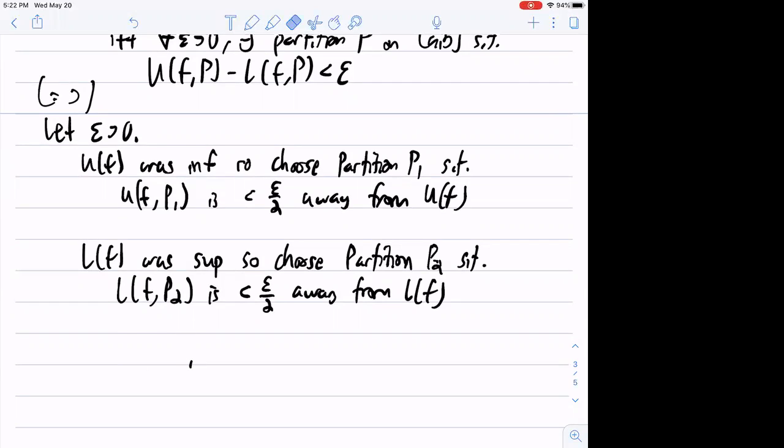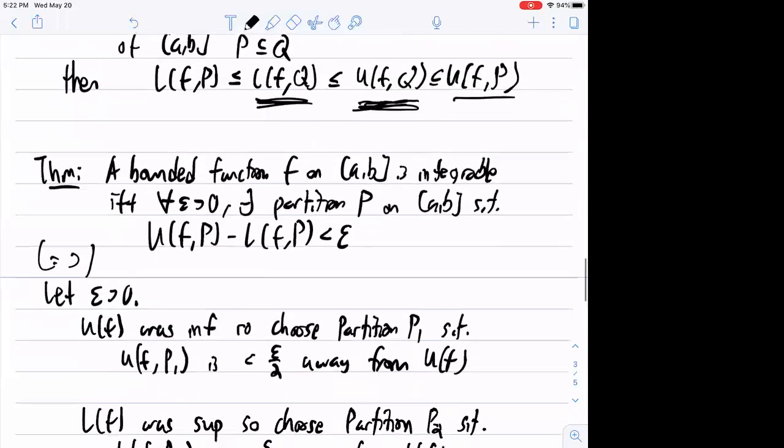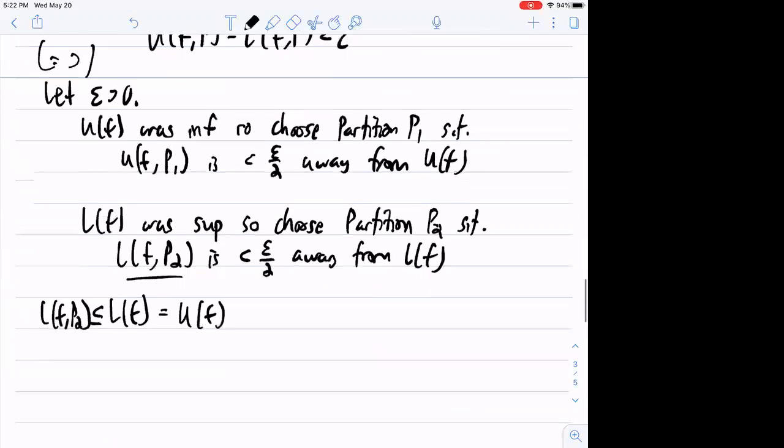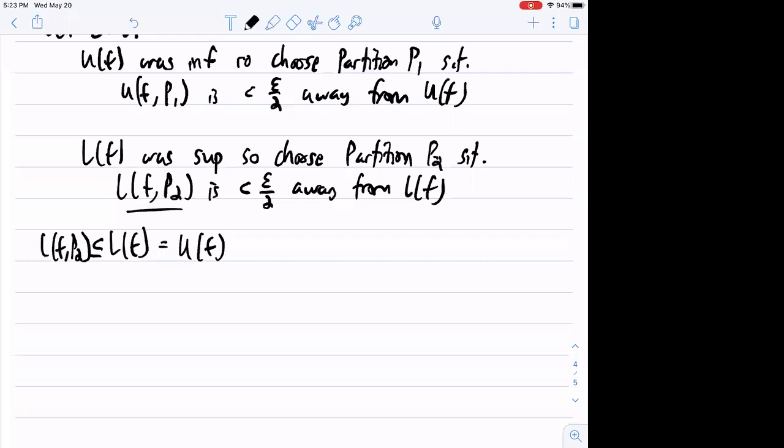So remember, if L of F is the correct thing, so if it's integrable, then how does this compare? This is one particular partition. It's an underestimate, so it should be smaller than the actual integral. If it's integrable, L of F is equal to U of F. We're assuming it's integrable. And U of F, for this partition, is an overestimate.